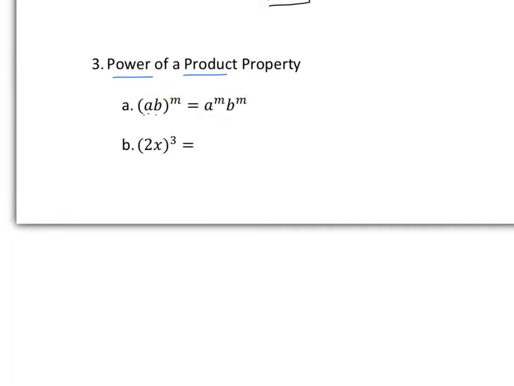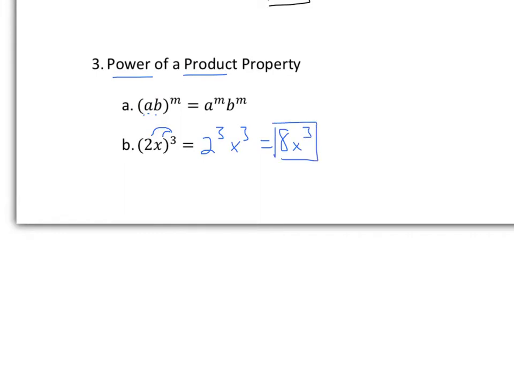There's what it looks like. If we've got 2x cubed, so we get the quantity of 2x cubed, we're going to take this cubed, and we're going to distribute it to both of them. So that equals 2 to the 3rd times x to the 3rd. Well, 2 to the 3rd is pretty small. We can do that in our heads. 2 times 2 times 2 is 8. So this is going to end up as 8x to the 3rd, or 8x cubed.